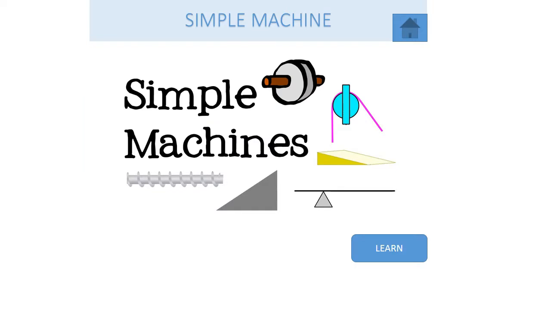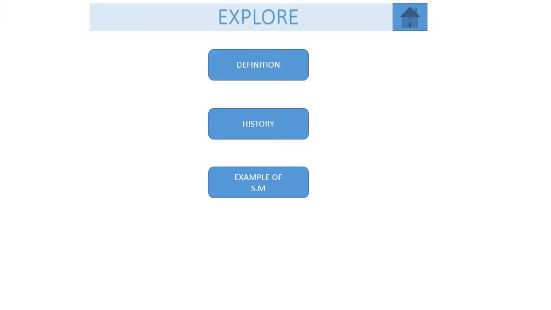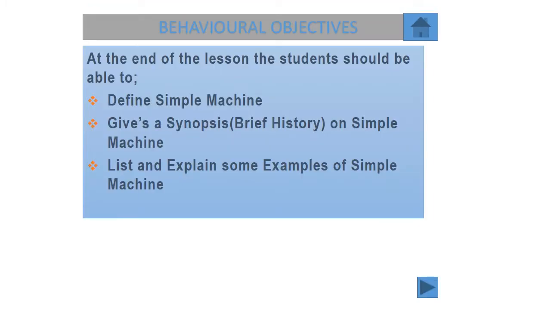Now, let's start with today's topic, which is simple machines. The following are what will be learnt in this topic: the definition of simple machine, the history of simple machine, and the examples of simple machine. Now, the behavioral objectives of this lesson. At the end of the lesson, the student should be able to: 1. Define simple machine. 2. Give a synopsis, which is a brief history of simple machine. 3. List and explain some examples of simple machine.